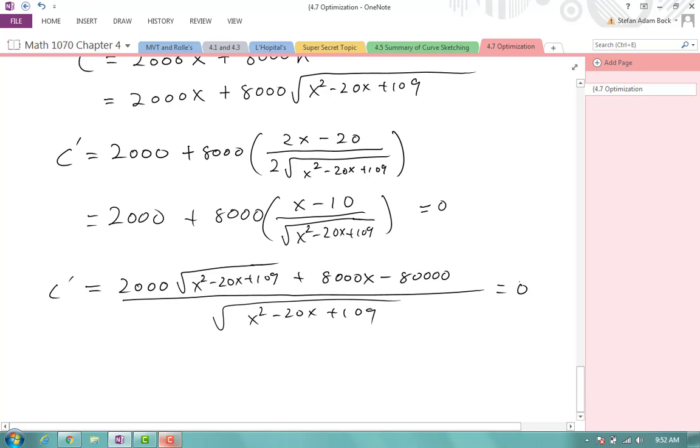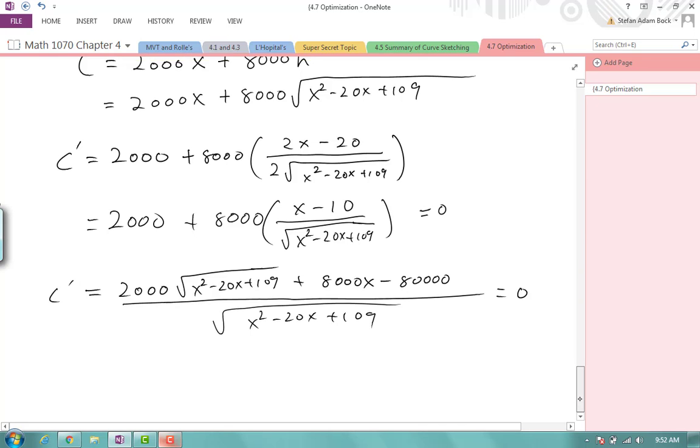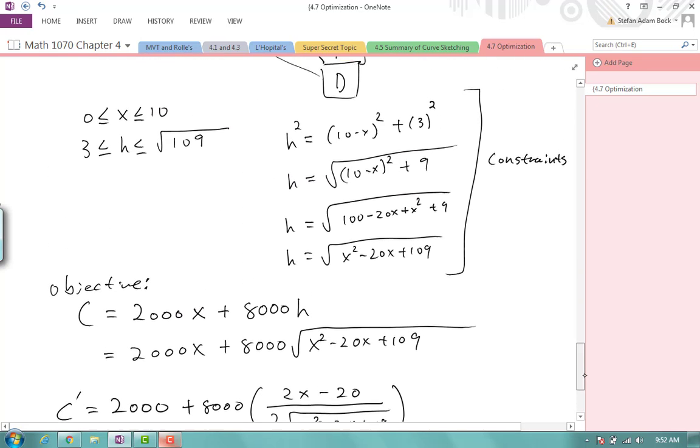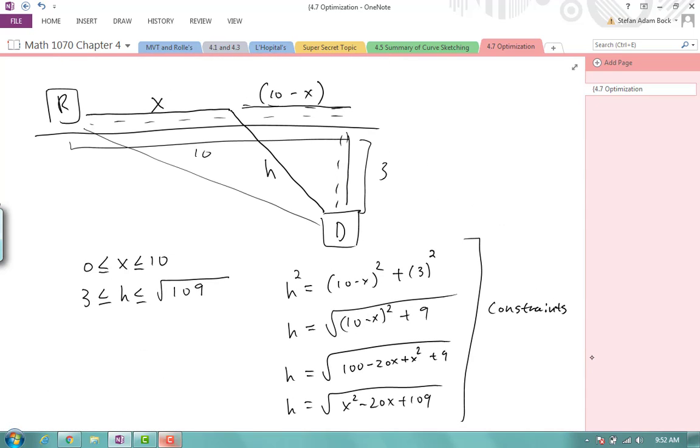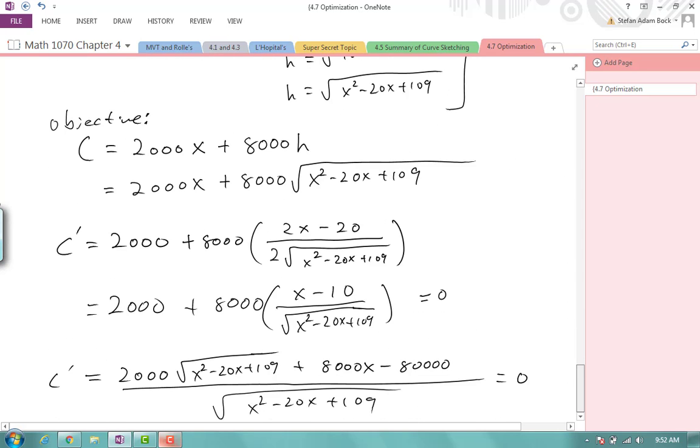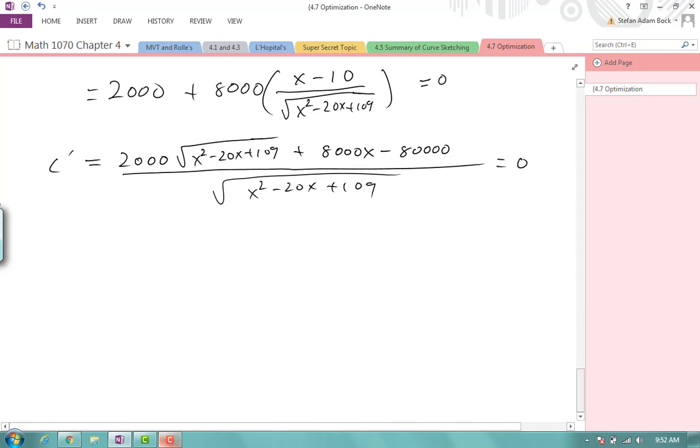Now what I can do in this situation is I can just take the top half of the fraction and set that equal to 0, because 0 over anything will still end up giving me 0 as long as the denominator is not equal to 0. But I'm pretty sure I won't get a denominator equal to 0 because h has a minimum value of 3, and h is exactly what that denominator is. So I'll pretend to ignore it for a little bit, and I'll set this top half equal to 0.